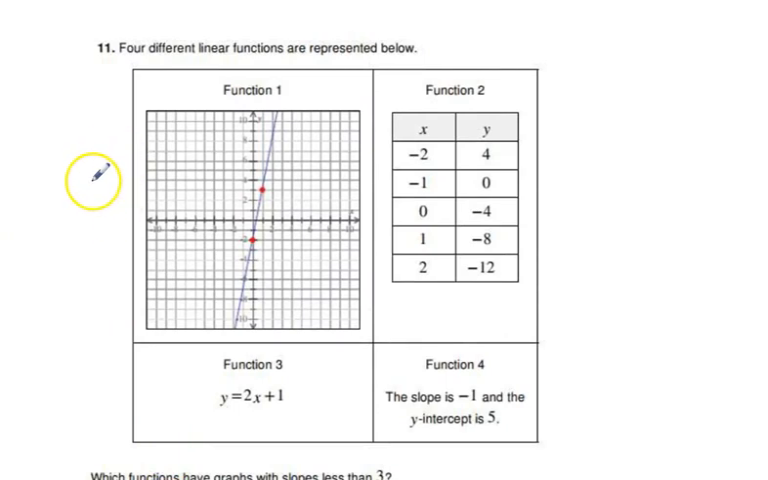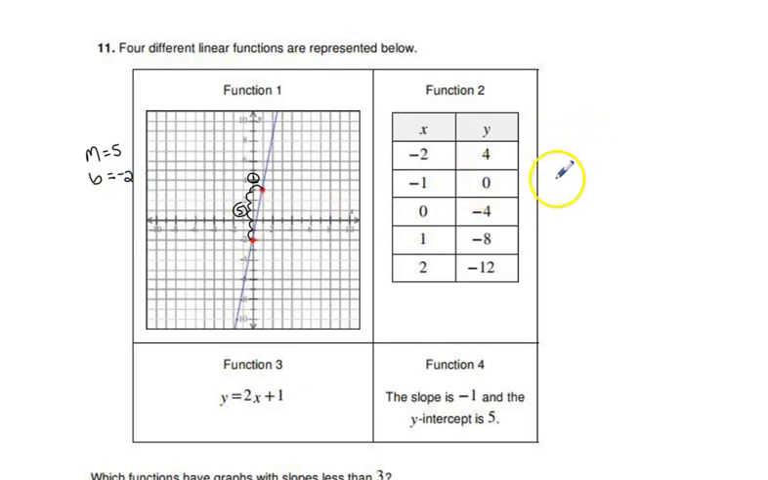So for function number 1, my slope, I'm going to count 1, 2, 3, 4, 5. So I went up 5 over 1, so my slope is 5. And my y-intercept is right here, -2.